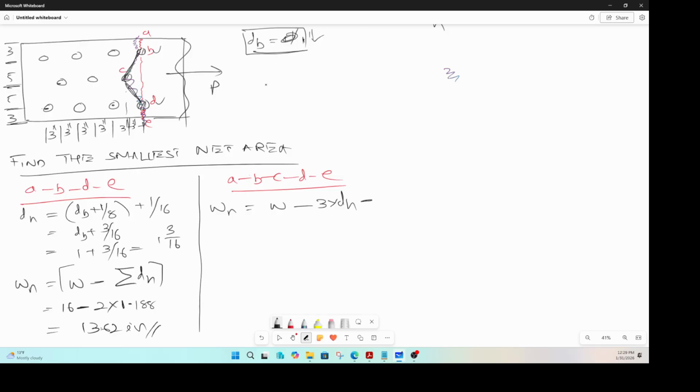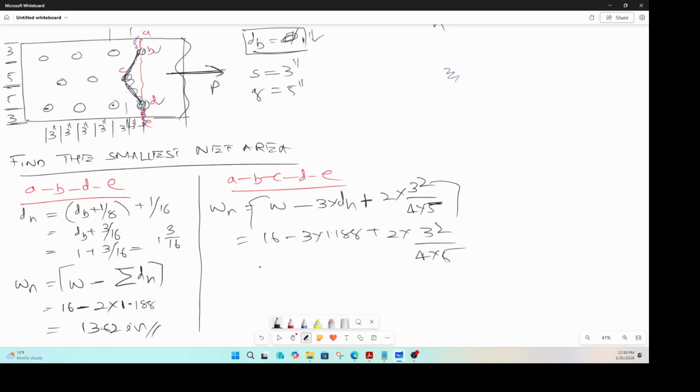Looking at the problem, s is the direction of loading, and s appears to be 3 inches. G is perpendicular to that direction, which is 5 inches. So you have to come back and add 2 such s squared by 4g. So the total width is 16, minus 3 times the hole diameter 1.188, plus 2 times 3 squared by 4 into 5. You do that math, you'll end up with 13.34.